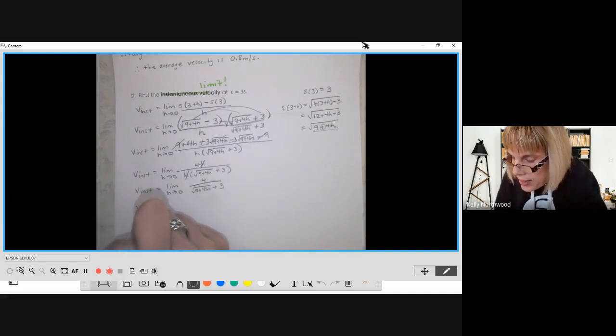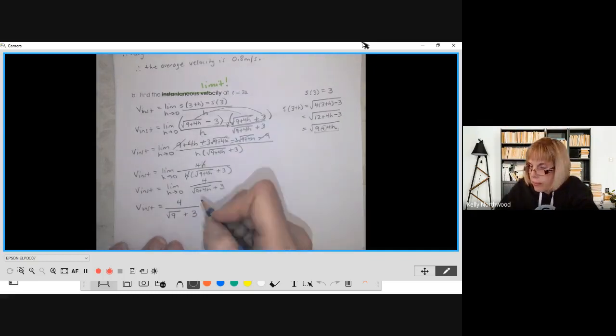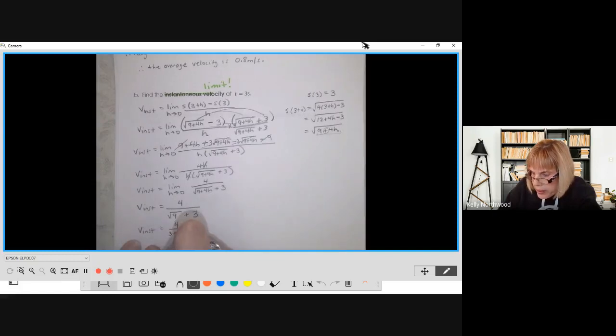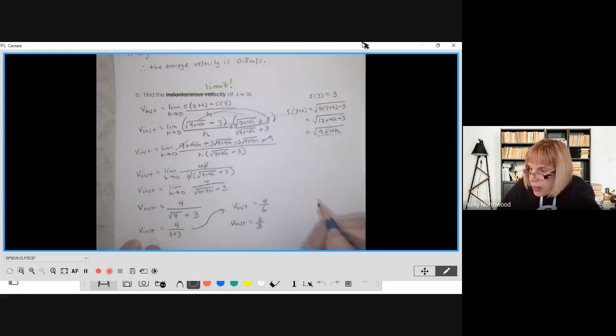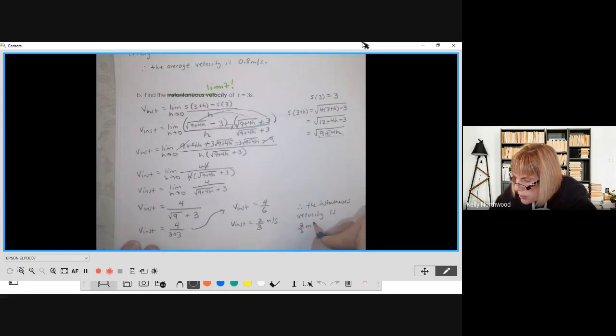So my V instantaneous is going to be 4, which is unaffected by letting h approach 0, over root of 9, because the 4h does approach 0, plus 3. Which is 4 over 3 plus 3. You don't have to show all those steps to get to the answer. 4 over 6, which is 2/3 meters per second. And then therefore, the instantaneous velocity is 2/3 meters per second.